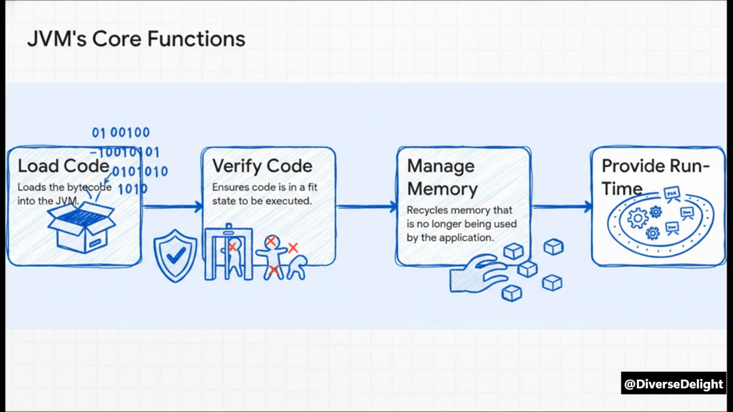First up, it loads your code into the computer's memory. Then, and this part is absolutely crucial, it verifies the code. It acts like a security guard at the door, checking to make sure the code isn't trying to do anything sneaky or harmful. Next, it takes on the job of managing all the memory the program needs. And finally, it provides the actual stage, the runtime environment where your code gets to perform.